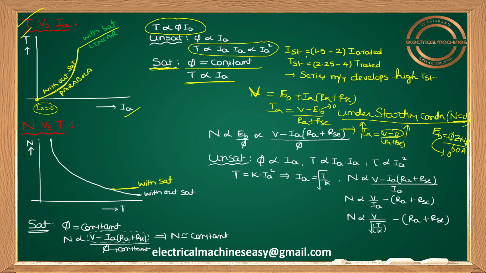To be frank, I had given the value also. Starting current will be around 1.5 to 2 times of Ia rated. For example, if this is the value at full load condition, the rated armature current, then the starting current is 1.5 to 2 times that. For starting torque, you have to see wherever the current is 1.5 to 2 times the Ia rated value. So here, if you observe clearly, this is the starting torque. This starting torque will be around 2.25 to 4 times the rated torque.